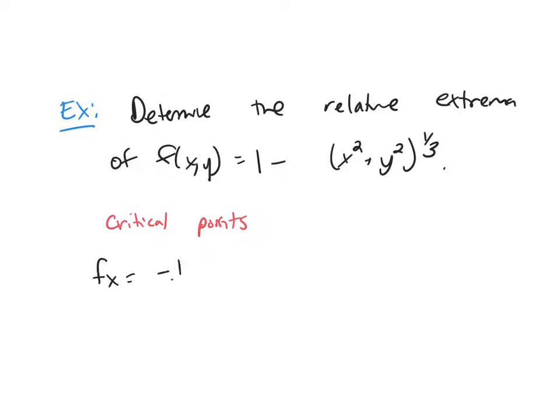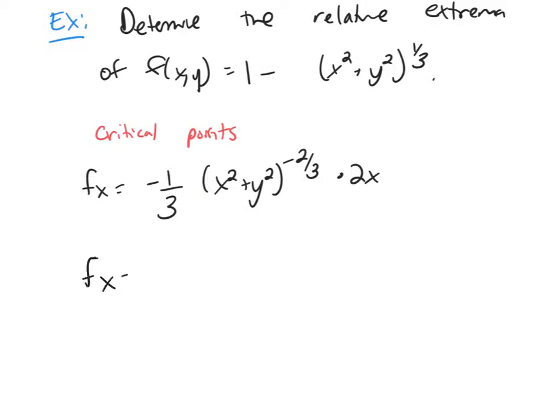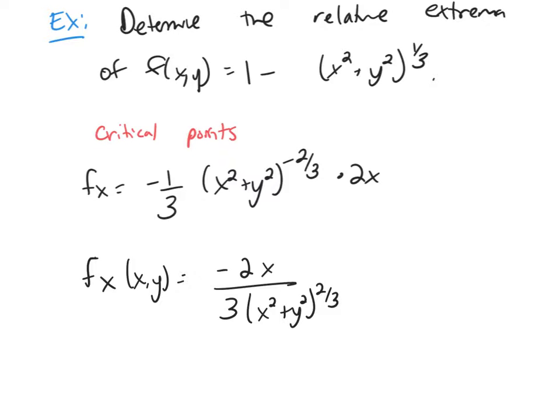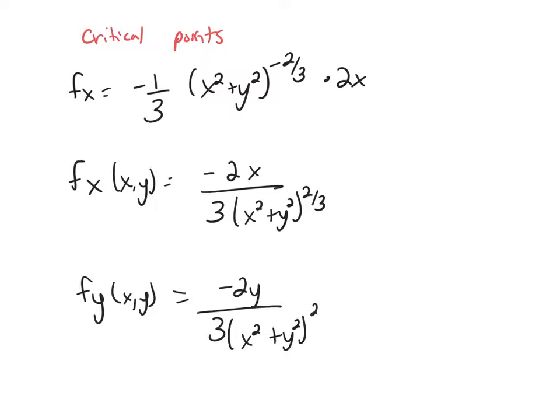Fx will be negative 1/3 x squared plus y squared to the negative 2/3 times 2x. So I'll just write that to look a little bit nicer. Fx will be negative 2x over 3 x squared plus y squared to the 2/3. And if you find Fy, you'll get something similar. You'll get negative 2y over 3 x squared plus y squared to the 2/3.